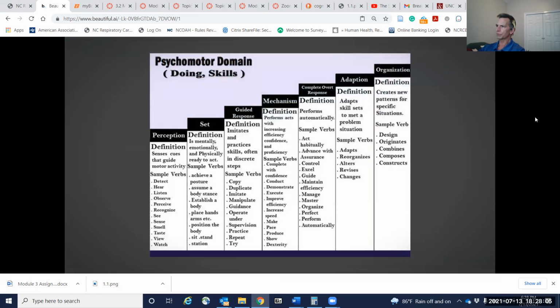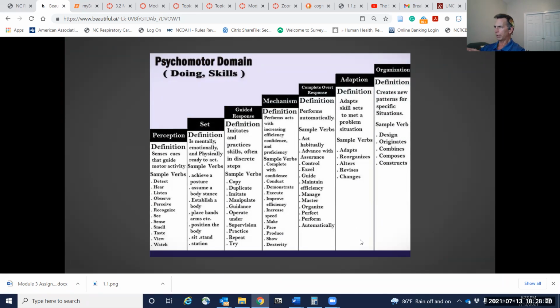Same thing for psychomotor skills. They have a different set of verbiage, but we know that they're doing skills, what you can do, what you can physically represent. And there are a bunch of terms here. Again, these are just sample terms that you can utilize.